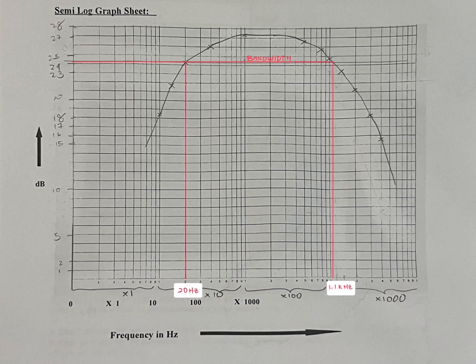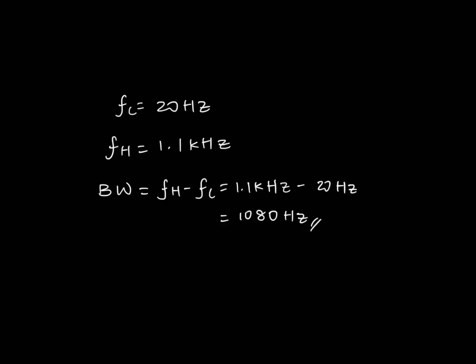Based on the frequency response curve, the minus 3 decibel line would be at 24.2 decibels, so the low frequency would be at 20 Hz while the high frequency would be at 1.1 kHz. The bandwidth would be calculated to be 1080 Hz.